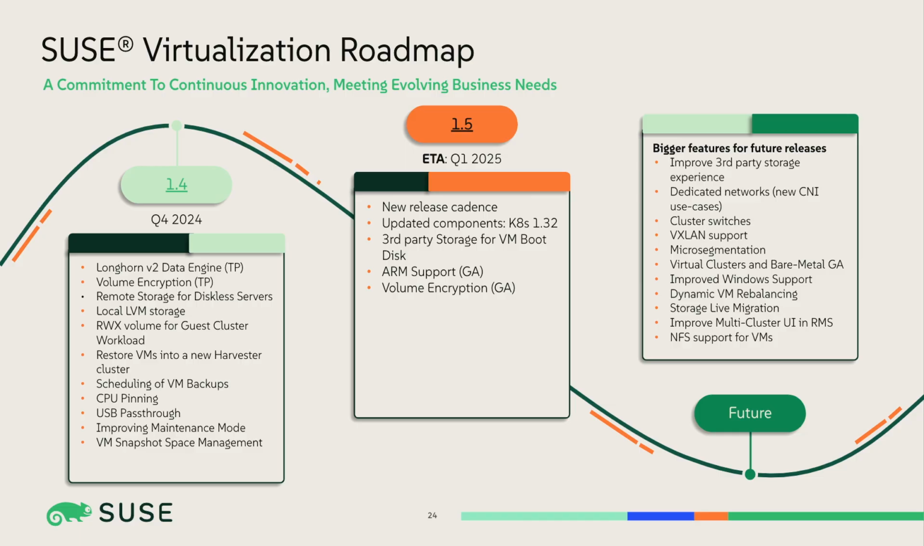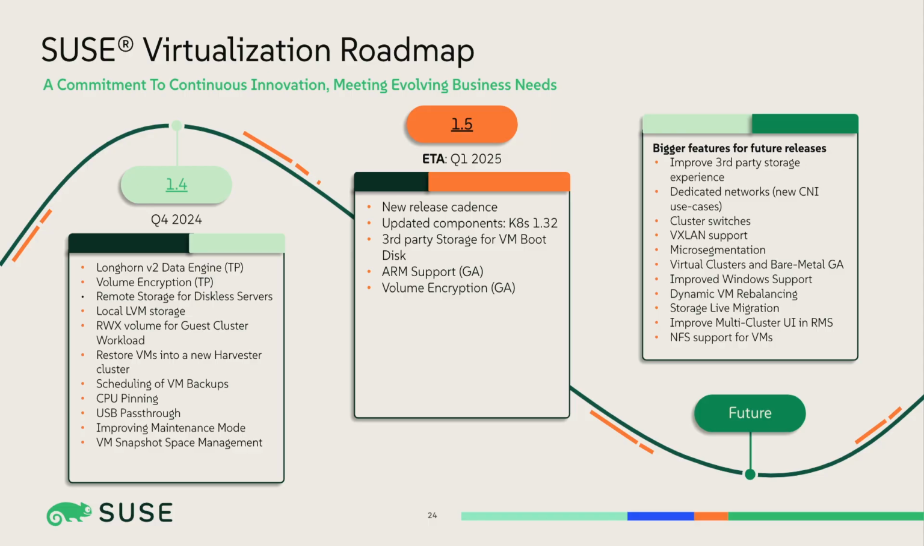What else is in there? Volume encryption, a really key one for some of our customers. Remote storage for diskless servers. This is basically boot from SAN. You'll have seen boot from SAN on other virtualization platforms, particularly for blade servers where you don't have disks. You can assign a LUN and then boot the Harvester system off that directly. So again, this was another step in supporting external storage. It was just another feature.